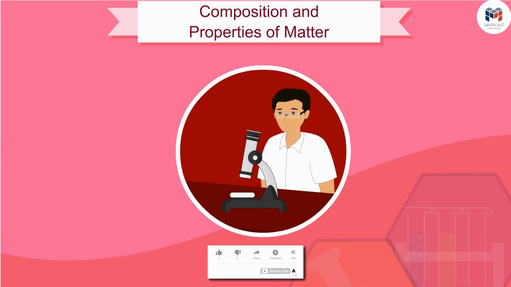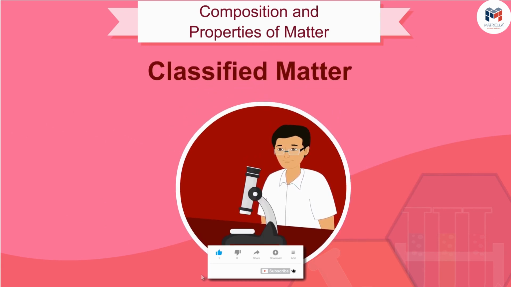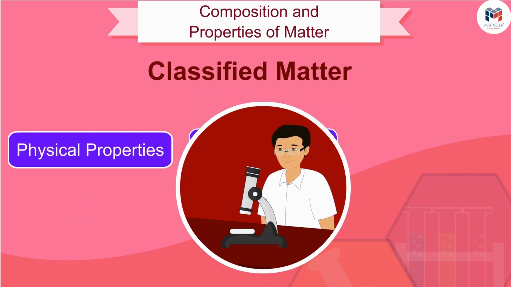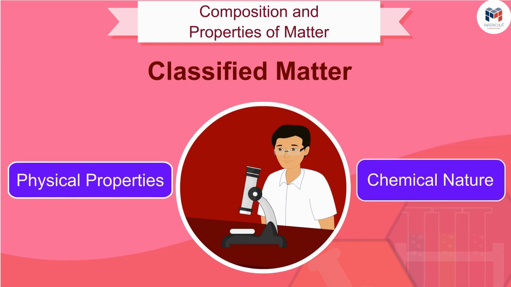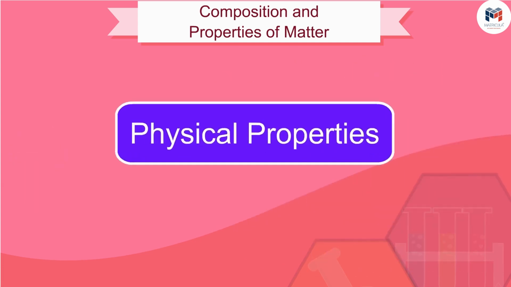Modern scientists have evolved 2 types of classification of matter based on their physical properties and chemical nature. Let us gain knowledge about matter based on physical properties in this video.